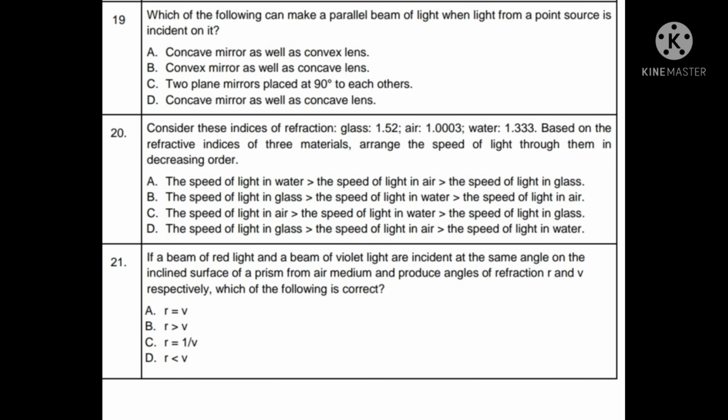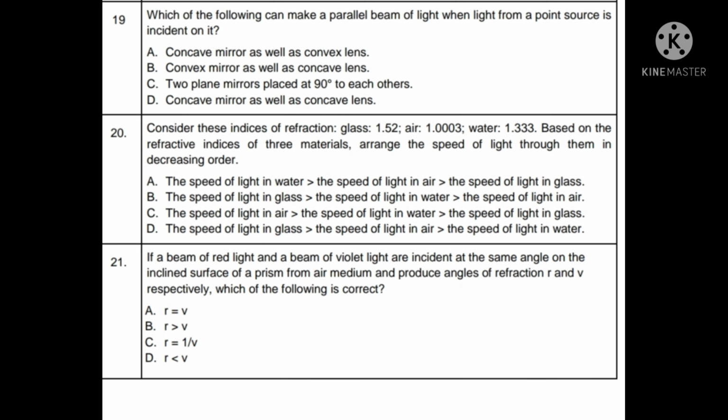Question number 19. Which of the following can make a parallel beam of light when light from a point source is incident on it? Here the correct answer is option A, concave mirror as well as convex lens.